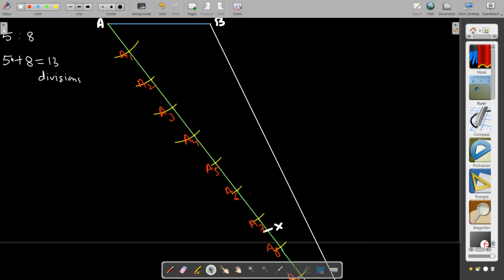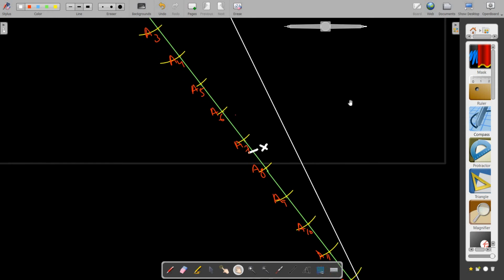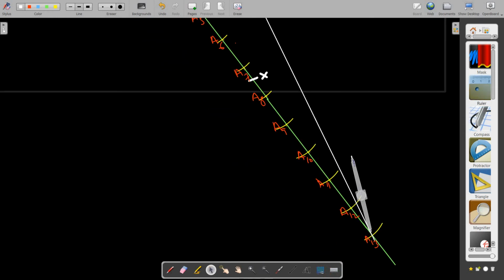Now the ratio numbers are 5:8. The first number is 5. So at the fifth division, we have to draw a line parallel to the joined line. And how to draw the parallel line? For drawing a parallel line, we have to construct equal corresponding angles. So at A13, I can have some radius.